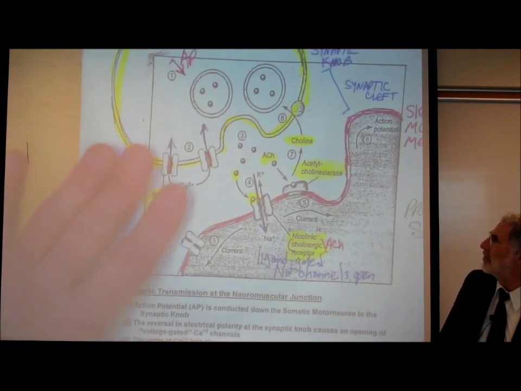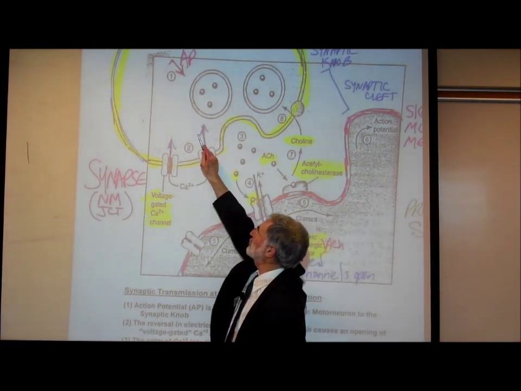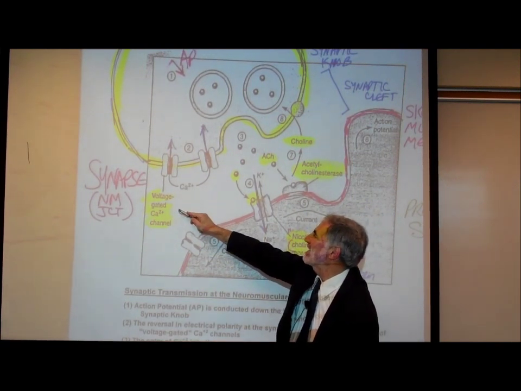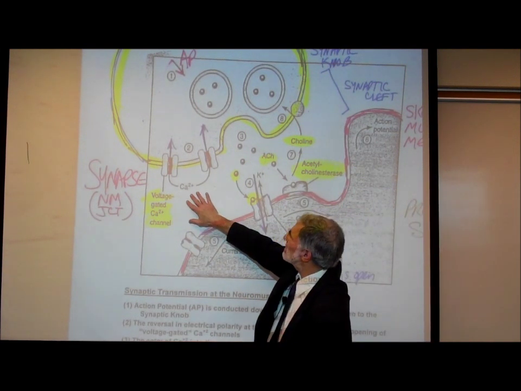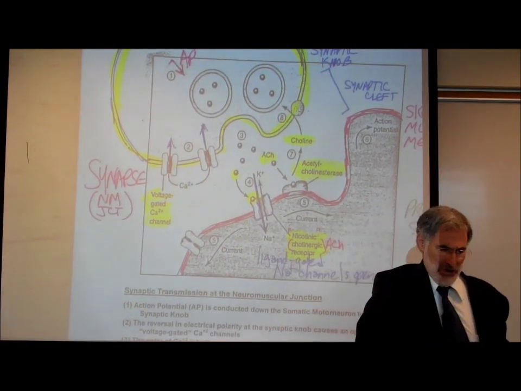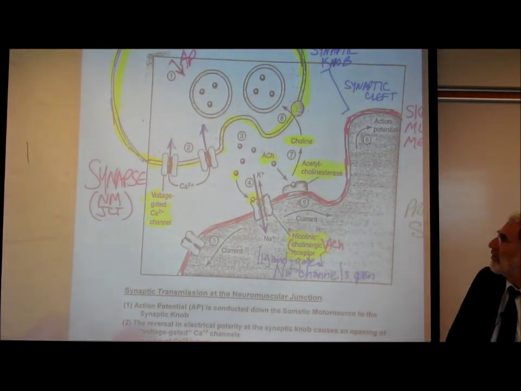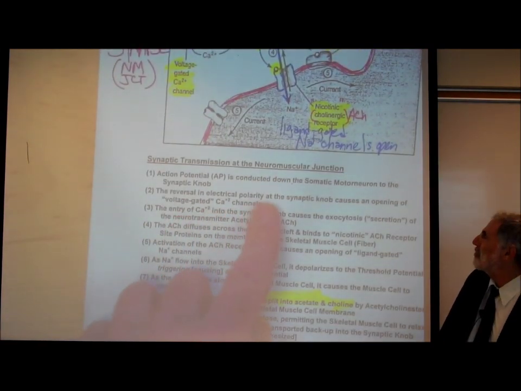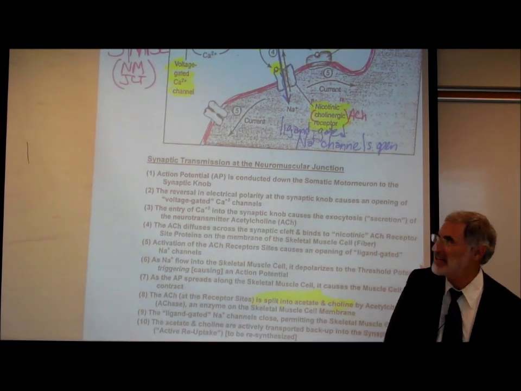Now, number two, this is something I haven't mentioned before. This is new. When there's a reversal in the electrical polarity of the synaptic knob, it causes voltage-gated calcium ion channels to open up. And that allows extracellular calcium to flow into the synaptic knob. Now you say, you never told us that before. I know. Here's something new. You'd say, well, did you write that? Let's see. Number two, the reversal in electrical polarity at the synaptic knob causes an opening of voltage-gated calcium channels. Yeah, that's exactly what I wrote.